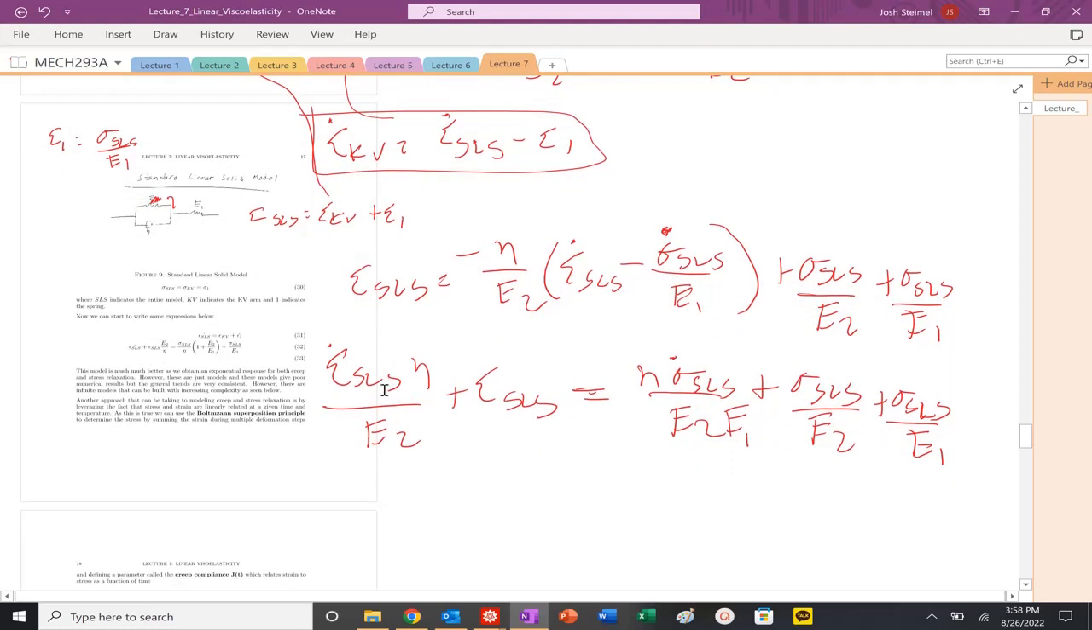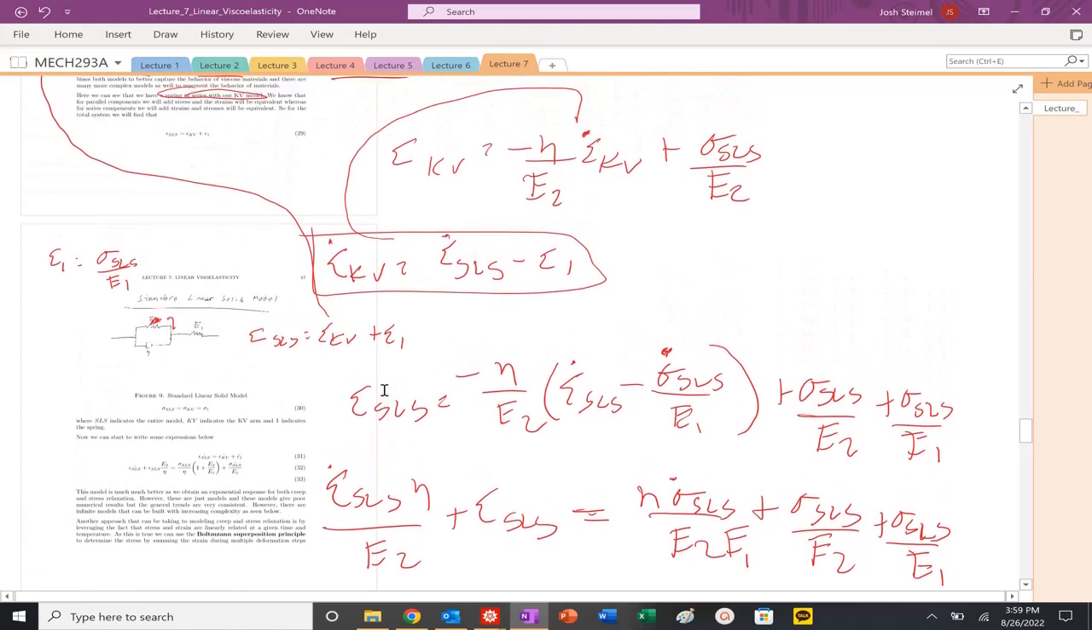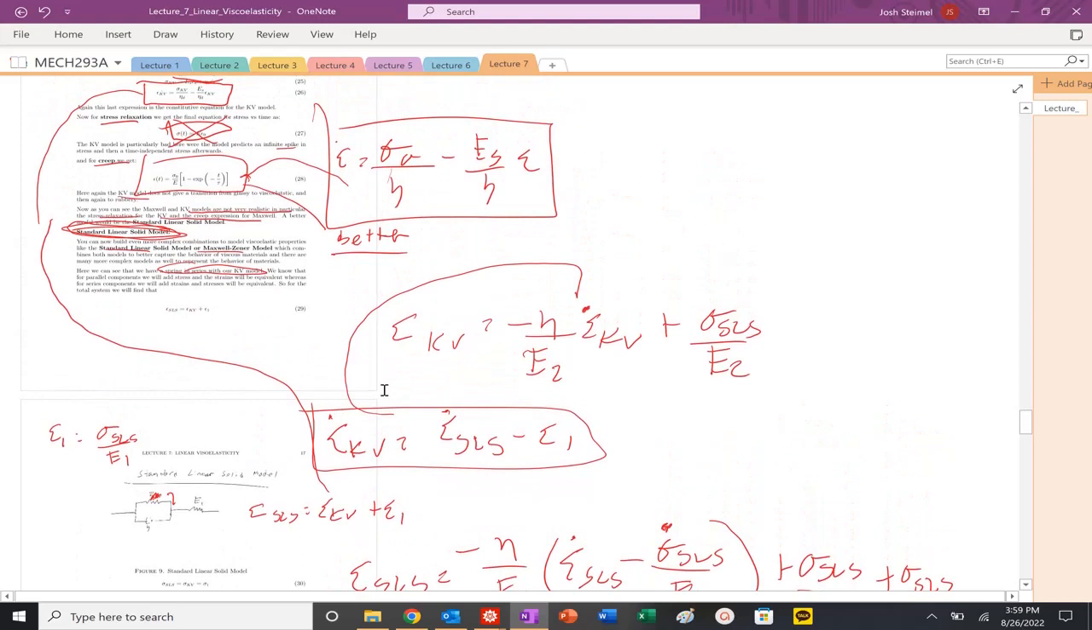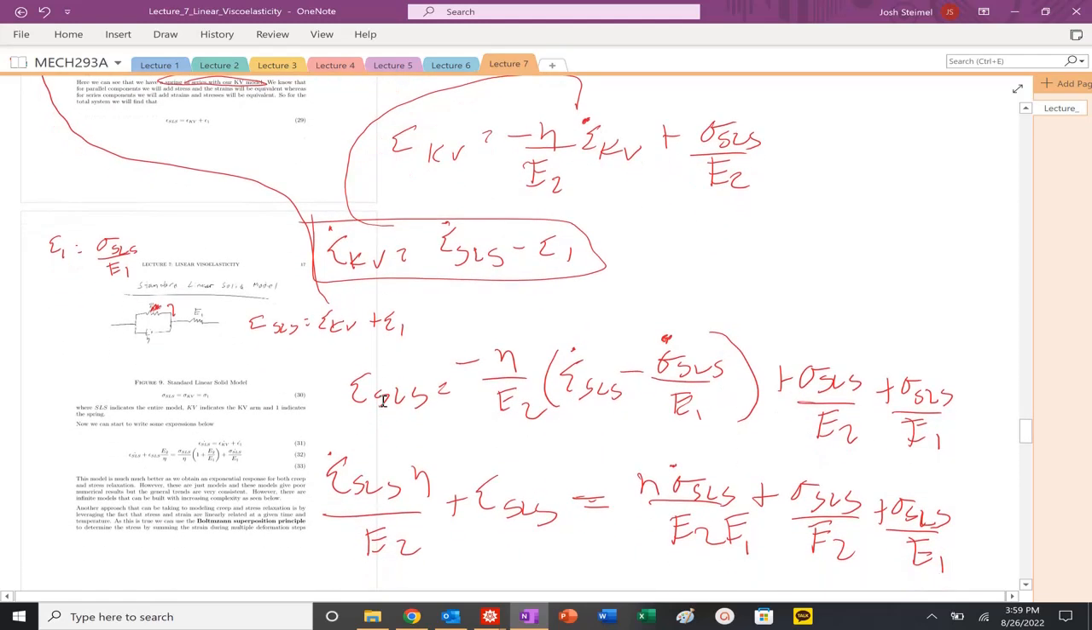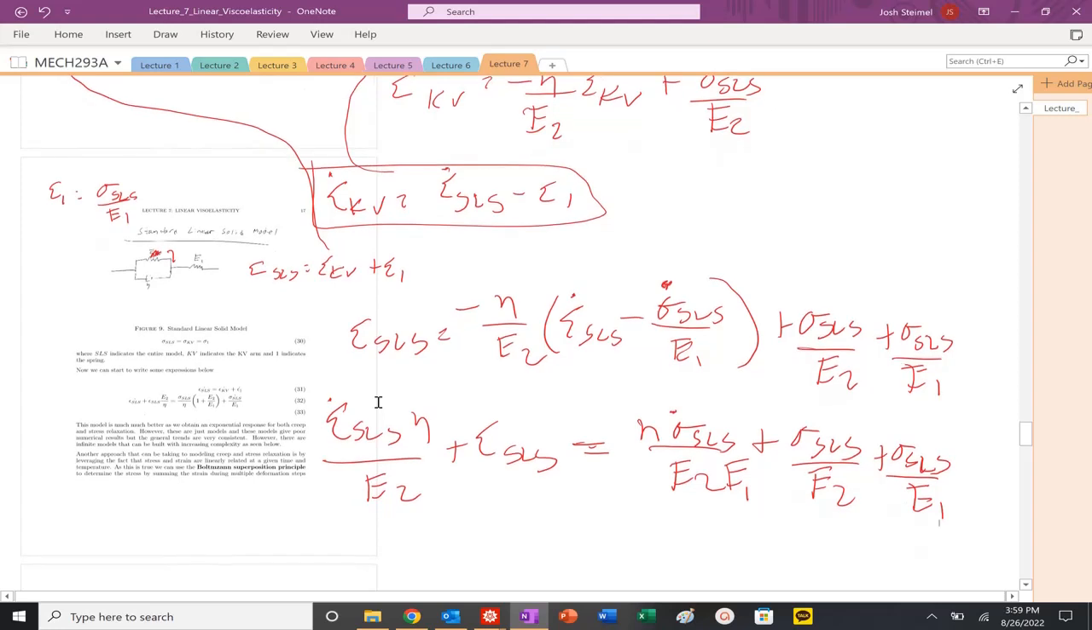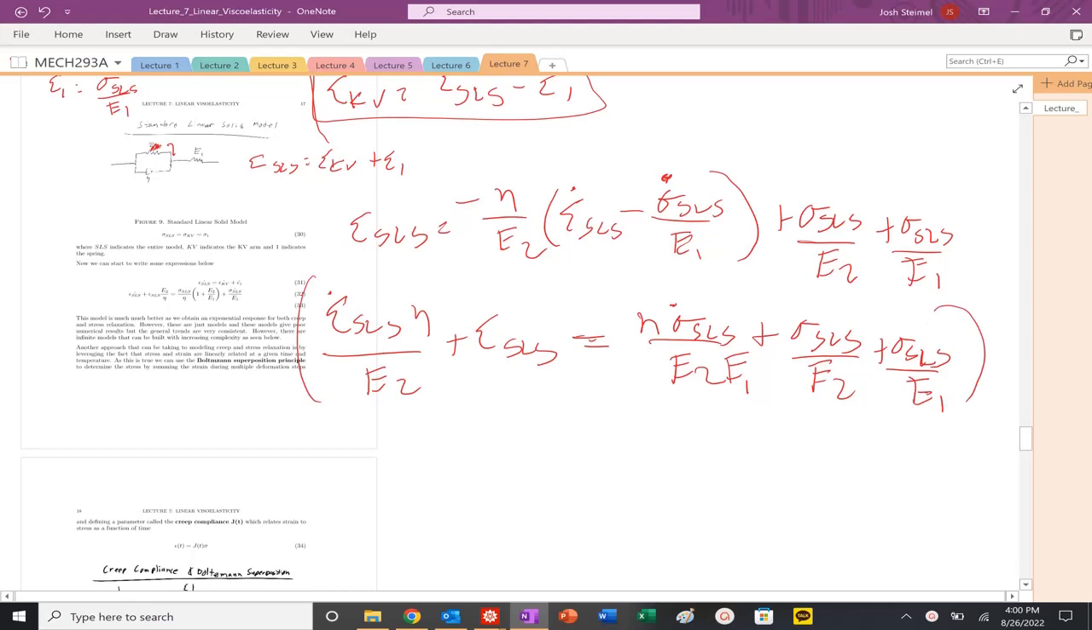Now we can multiply the entire function by E2 over eta in order to make it a little nicer. We multiply out and obtain our function, and make sure that it matches relatively well with the function that we see on our screen in the SLS model. Once we multiply through the math, we obtain a very similar expression to what we see in the notes. So let's multiply everything by this E2 over eta term.